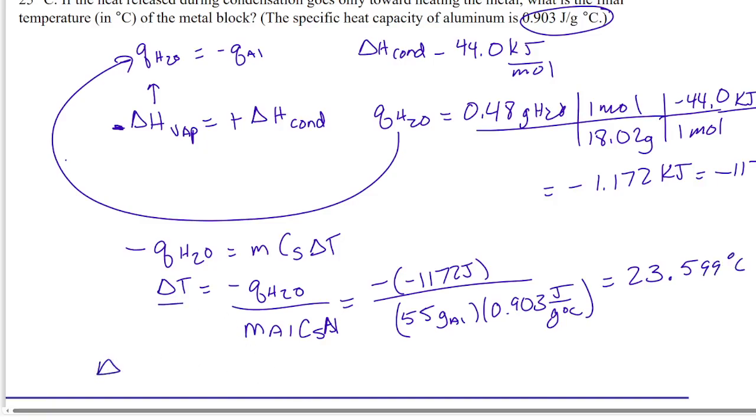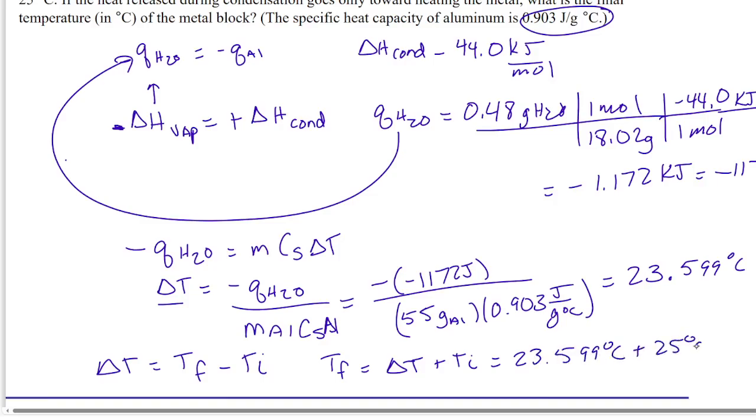Remember, delta T is equal to T sub F minus T sub I. All right, and therefore T sub F is equal to delta T plus T sub I. So that's equal to 23.599 degrees C plus 25 degrees C. So that's equal to 49 degrees C. So our final temperature is 49 degrees C.